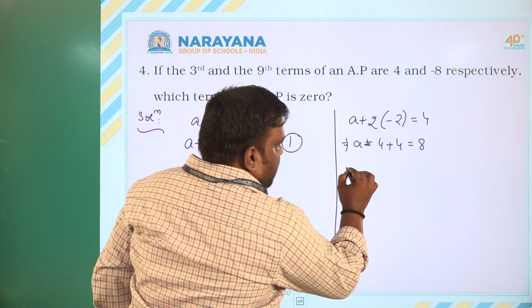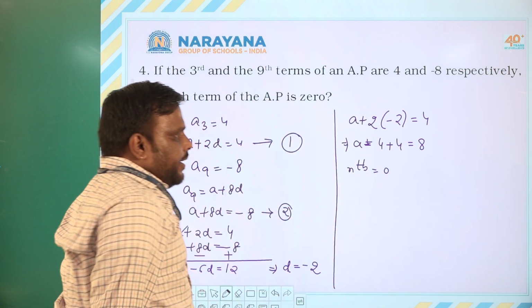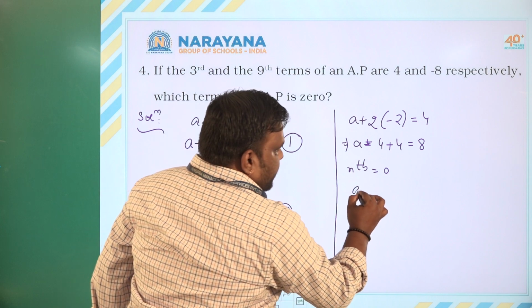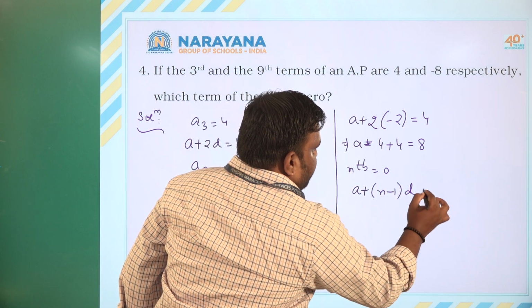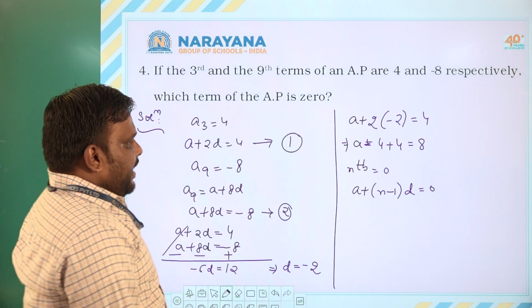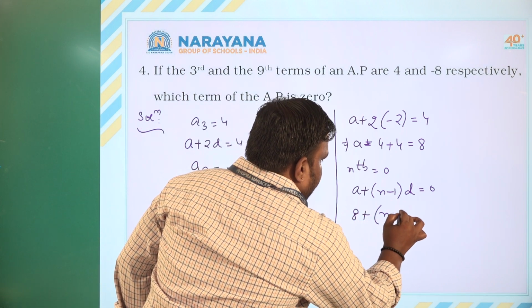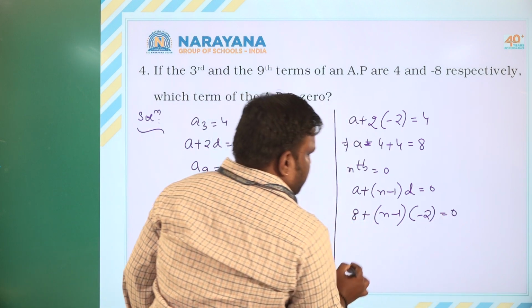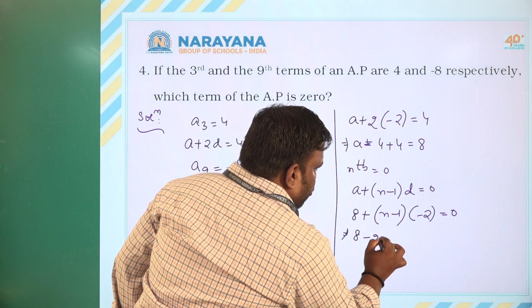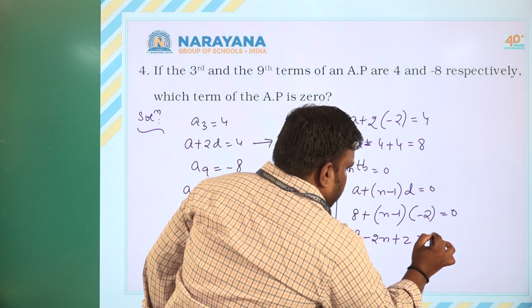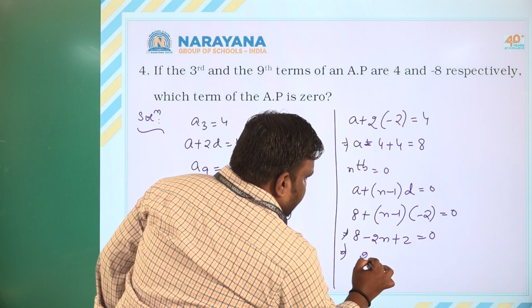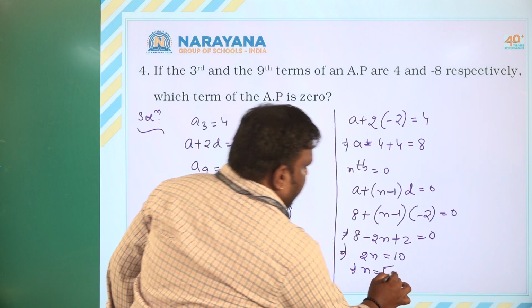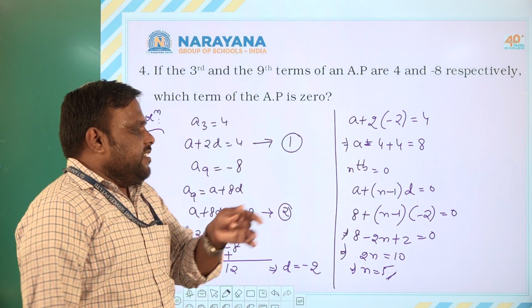So therefore what I will do, let us suppose that the nth term is 0. We have to find out the value of n. We know the nth term formula, that is A plus n minus 1 into D, take it equal to 0. So what is A? A is 8. 8 plus n minus 1 into, what is the D value you got? Minus 2, equal to 0. So it is 8 minus 2n, minus into minus plus 2, is equal to 0. So it is minus 2n, goes to that side becomes plus 2n, is equal to 10. From here n value is 5. Therefore the fifth term of this AP series will be 0.